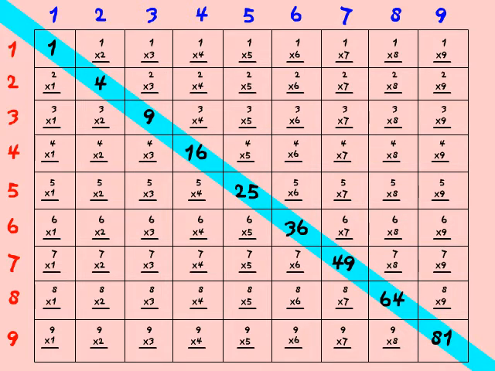Now this diagonal also has a symmetry about it. There's 5 times 4 and there's 4 times 5, and they both have the same value. So that helps us out a lot as we're trying to fill in this table.